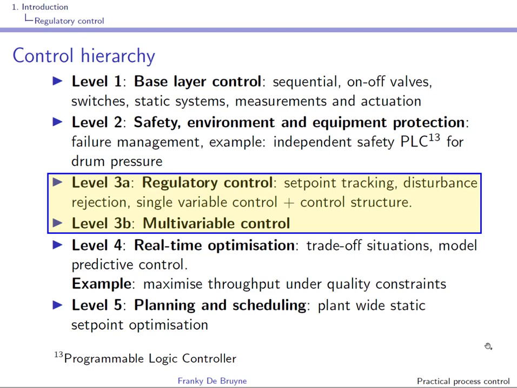Level 4 implements more advanced types of control that involve real-time optimization. One such method is model predictive control, and students in control engineering have encountered this technique in the course of my colleague Thomas Muser.